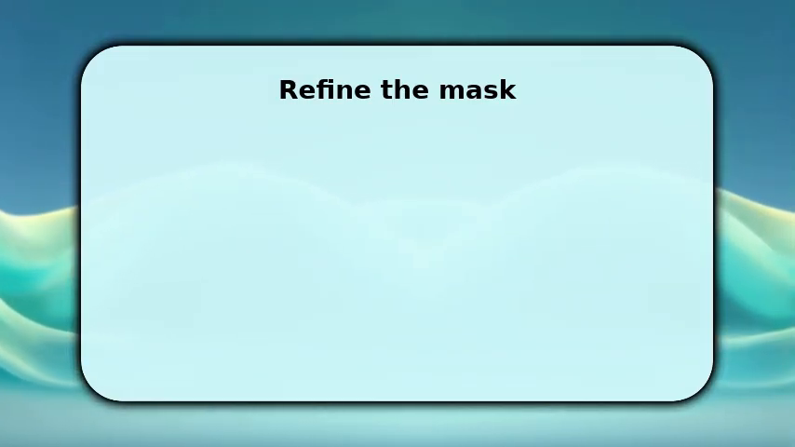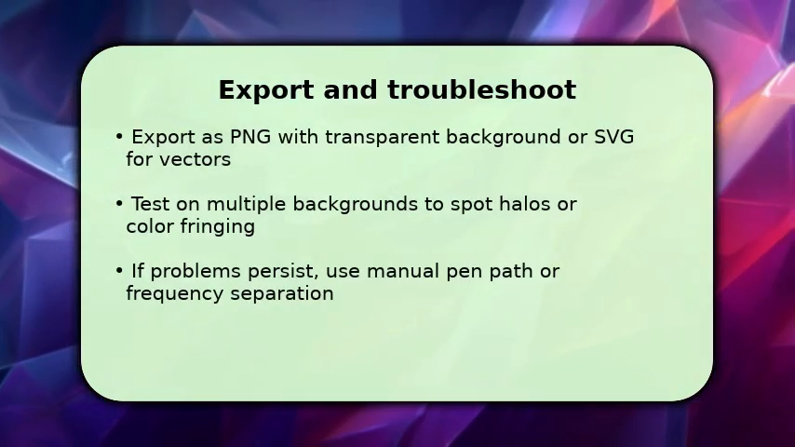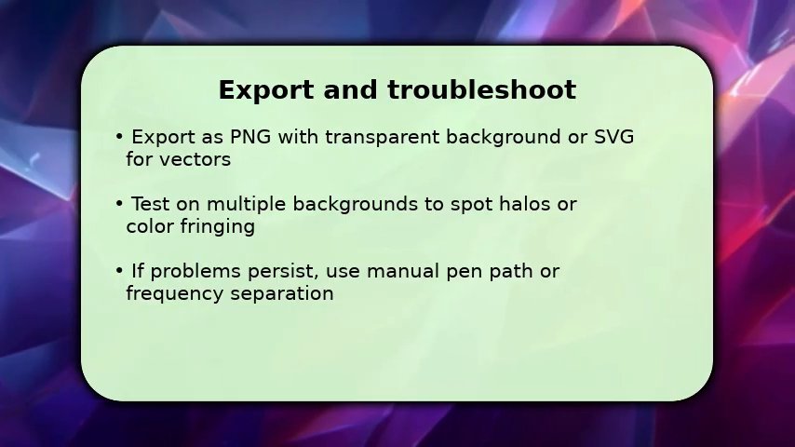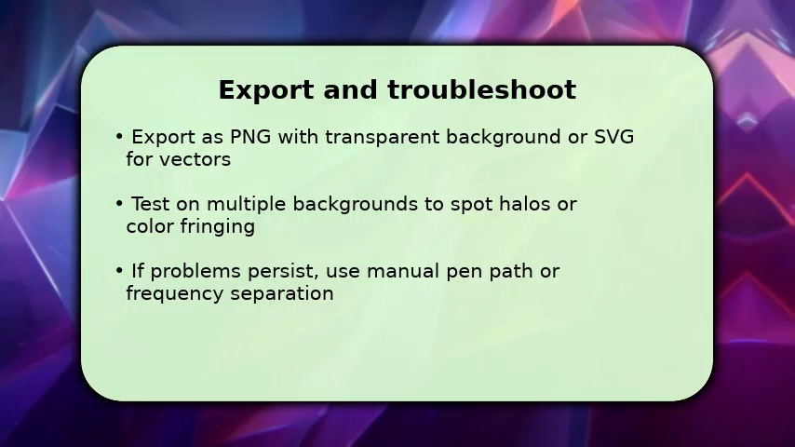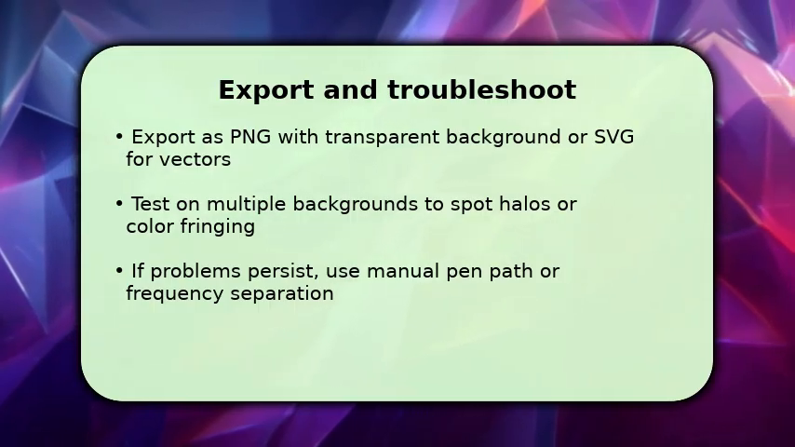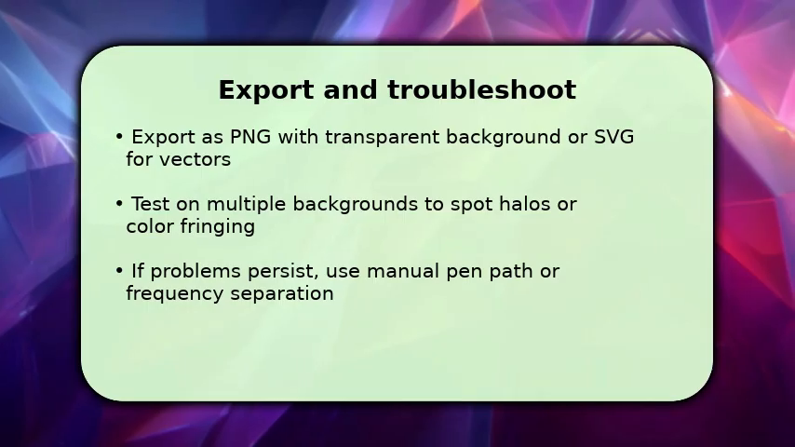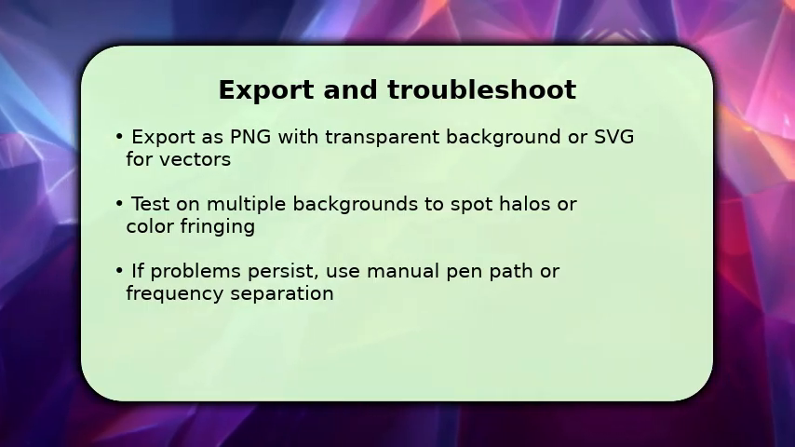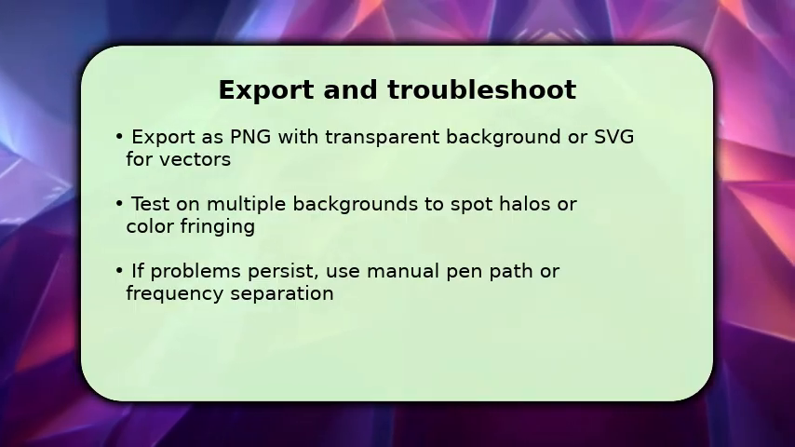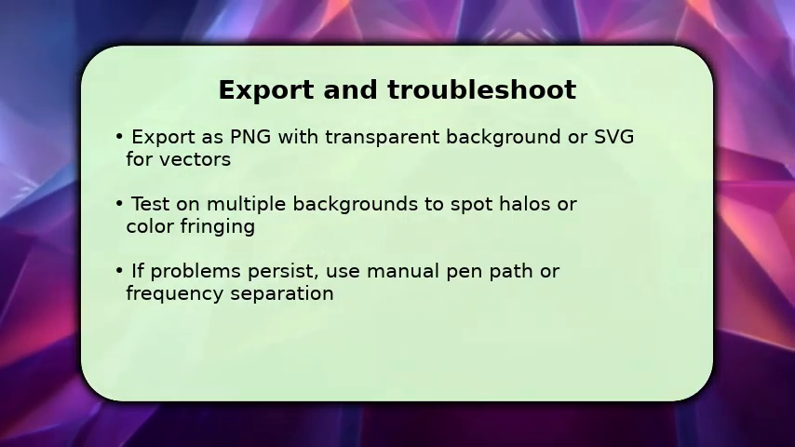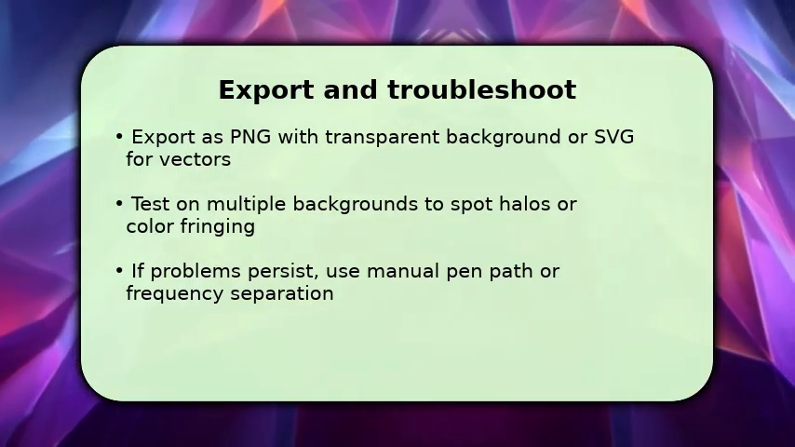Finish by exporting the clean subject as a PNG with a transparent background. Use SVG only for vector shapes. Then test the output on several background colors to catch halos and color fringing. If you see a faint rim, slightly contract the mask or run a color decontamination pass to remove fringe. If automatic tools fail, switch to a manual pen path or apply frequency separation to reconstruct edges. That manual step solves stubborn hair and transparency issues and gets you a professional, background-free photo.